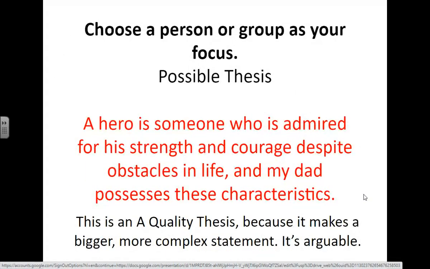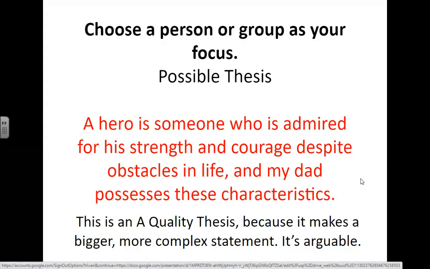You could say a hero is someone who is admired for his strength and courage despite obstacles in life, and my dad possesses these characteristics. So this goes in a different direction because I don't talk necessarily about his Parkinson's disease right away, but I've decided instead to go for those 2 big ideas, his strength and his courage in the face of obstacles. And so then within my body paragraphs, if I keep it general like this, I could then put in some specific things about this disease and him staying healthy and find more ways in which he's courageous and is strong.